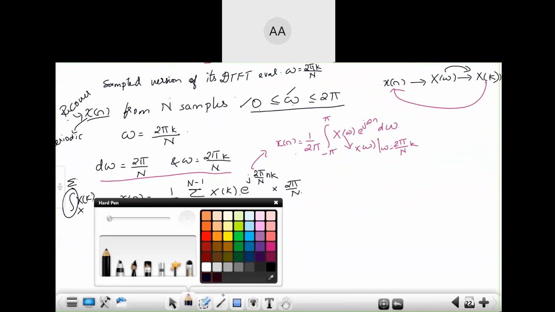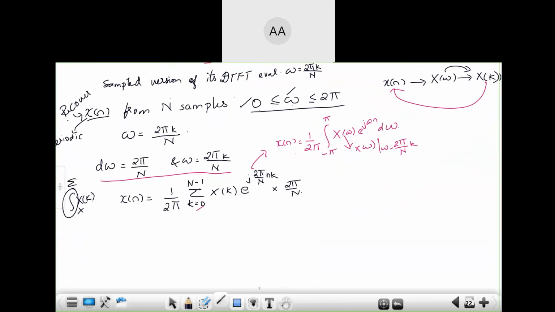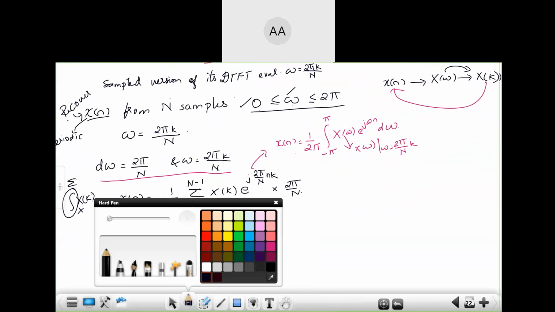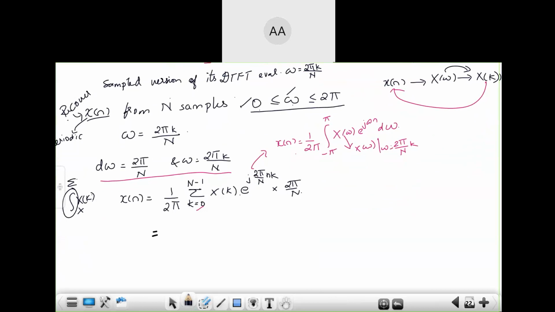Now we can take 2 pi by N outside the summation, no, ma'am? Yeah, you can take 2 pi by N, that's what you should do actually. So what will you get? You remove this 2 pi by N outside. So what are you going to get? 1 by N, 2 pi will go. Summation k equal to 0 to N minus 1 X of k e power j 2 pi by N into nk. Have you got this?